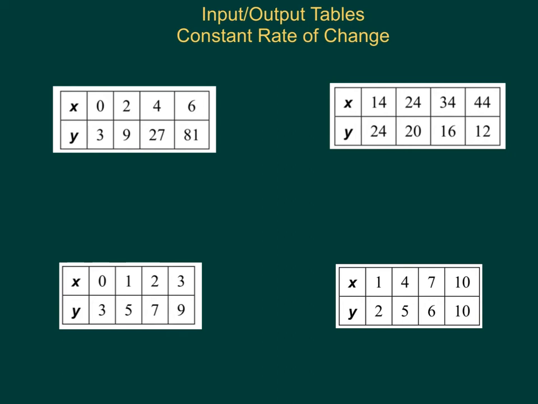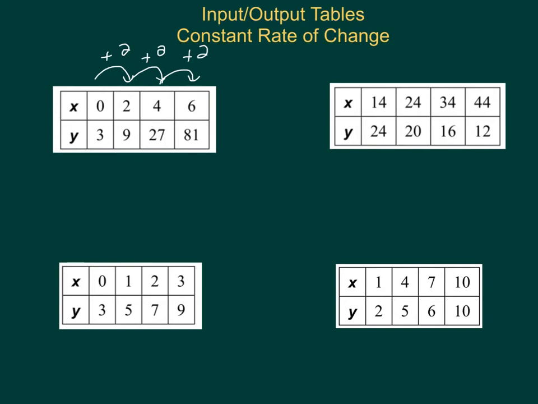All right, so let's take a look at some input-output tables to determine if there's a constant rate of change for a function. Pretty much what you do is you just go from each x value to the next and think about what that change has been. For example, from 0 to 2, we increased by 2. From 2 to 4, increased by 2. 4 to 6, increased by 2. That's good. They're all the same so far.